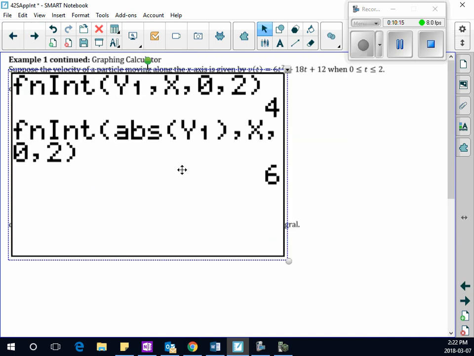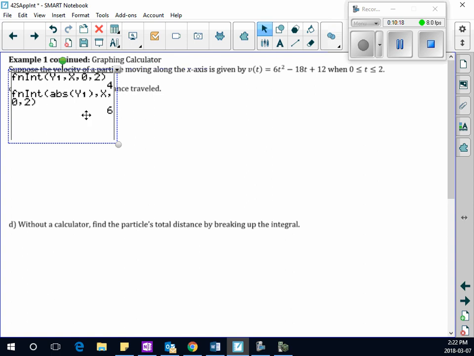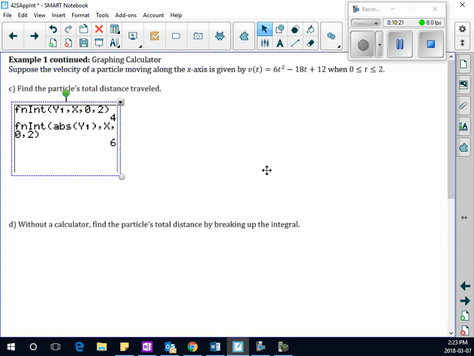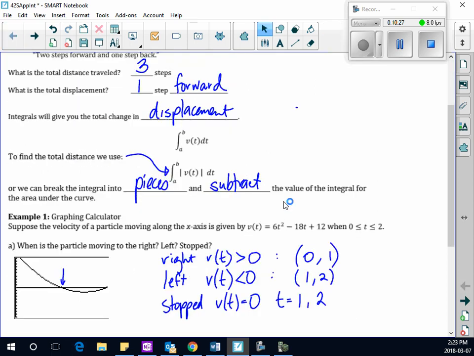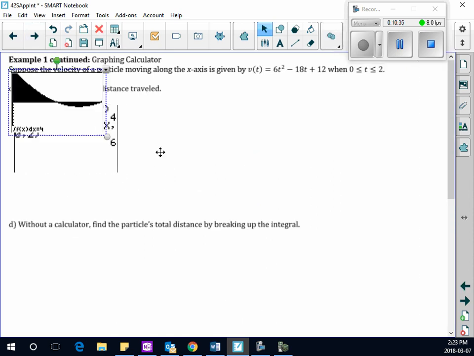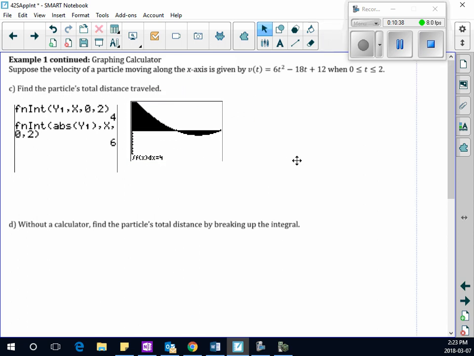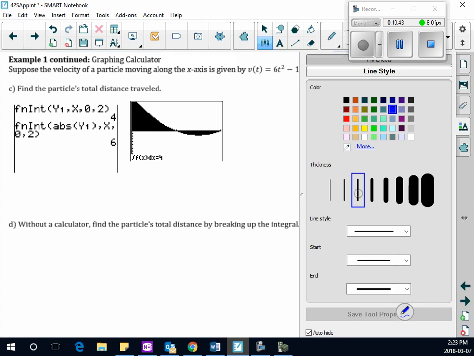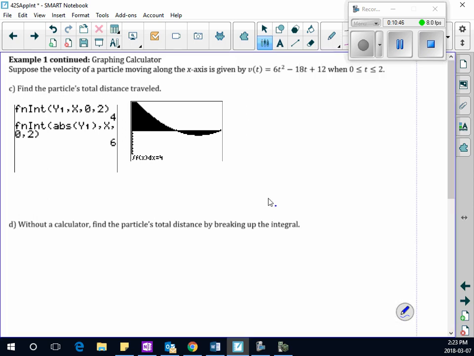So what was the 4 that we got there? 4 was displacement. 6 was distance. So just to repeat, do you see this graph here? Essentially what this is showing is, in order for this to be 6, how would I get 6 as the whole thing here? So what do you think the area from 0 to 1 is?